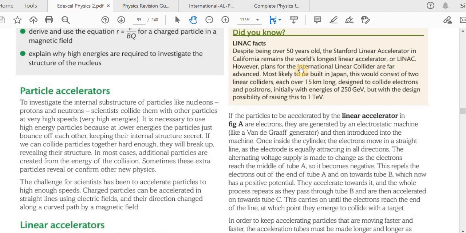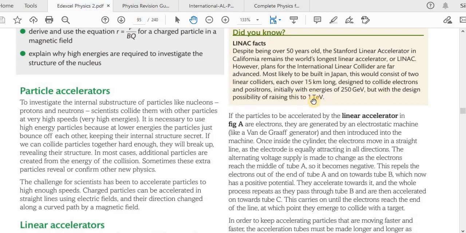Linear accelerator. However, plans of the International Linear Collider are far advanced. Most likely to be built in Japan, this would consist of 2 linear colliders, each over 15 kilometers long, designed to collide electrons and positrons. Initially with energies of 250 giga electron volts, but with the design possibility of raising this to 1 tera electron volt. So tera is what?